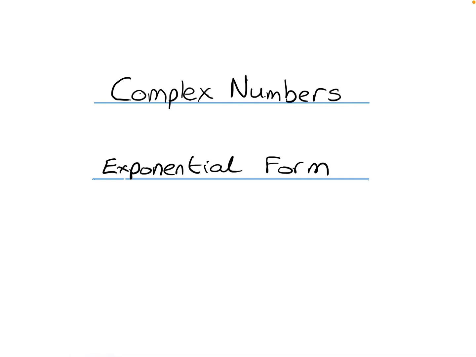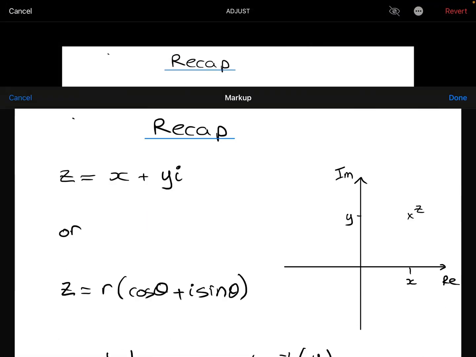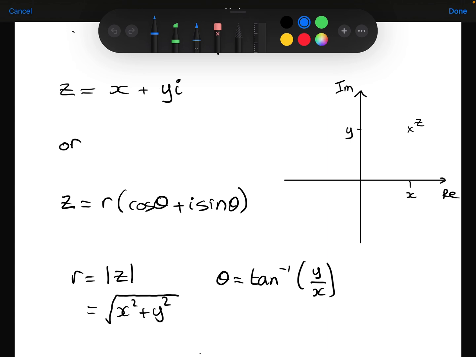This video is all about the exponential form of complex numbers. First, a quick recap from year 12. We saw that we can write complex numbers in Cartesian form, so saying that z equals x plus yi, where x is the real part of the complex number and y is the imaginary part.